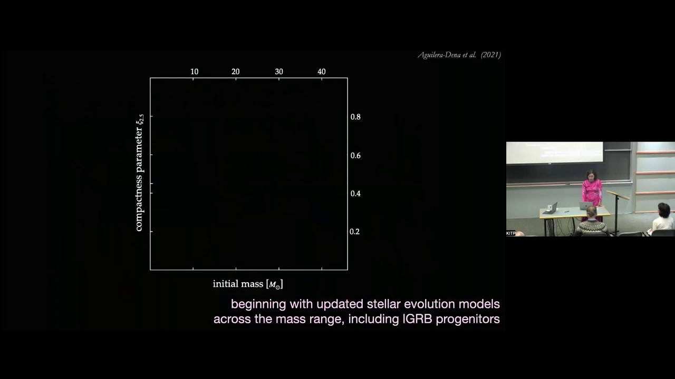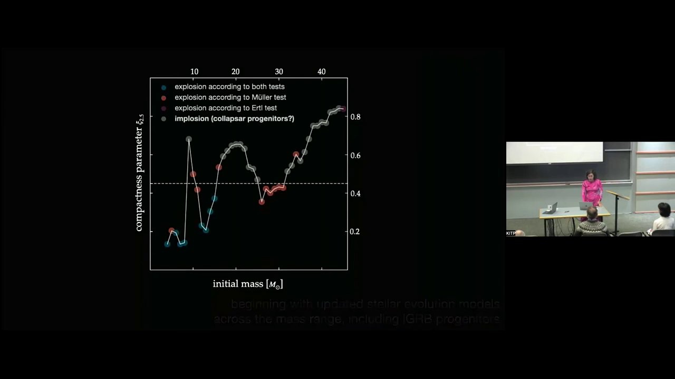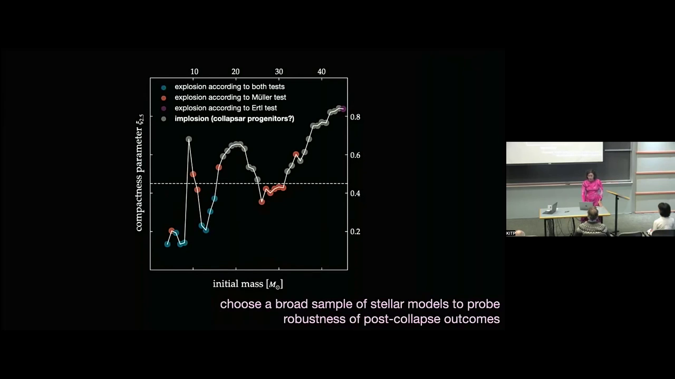So what I did was use a bunch of updated stellar models where here you're seeing compactness parameter, which is a probe of how compact the core of a star is, versus its initial zero-age main sequence mass. And my collaborator, David Aguilera-Dena, made all these models. You see this very non-monotonic behavior in stars that is annoying for people that simulate core collapse. So I chose a bunch of different stars.